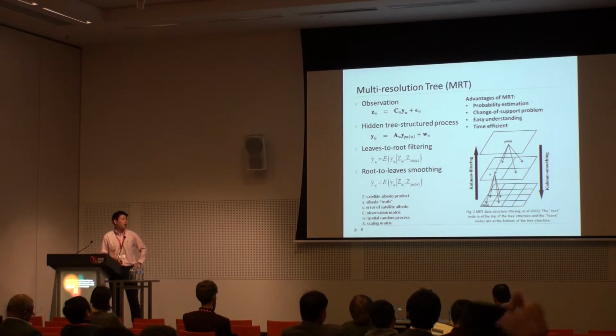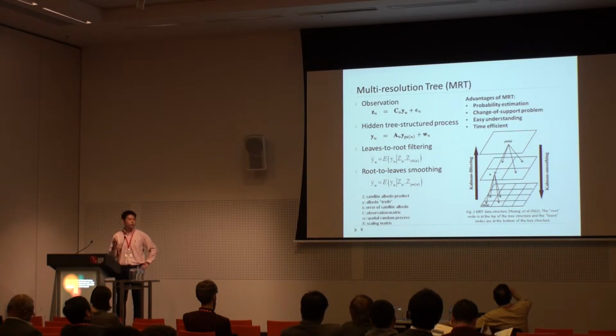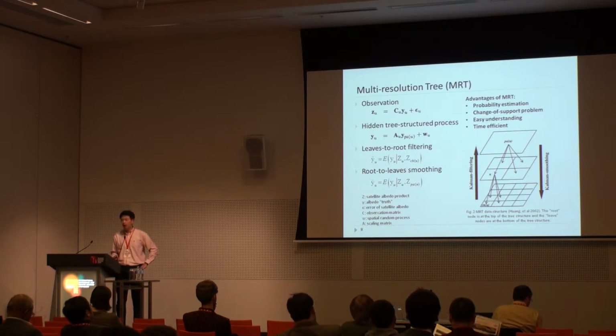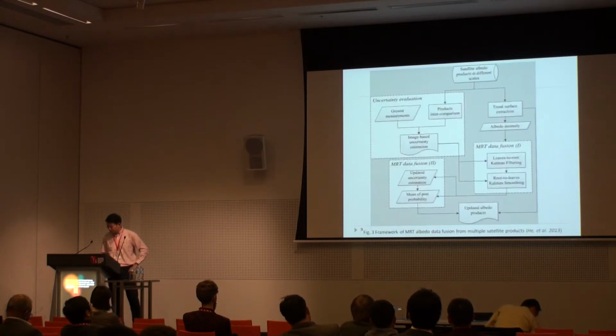What's the advantage of MRT? It can provide probability estimation since we use the Kalman filter. It can solve this change of support problem and is very easy to understand and time efficient.